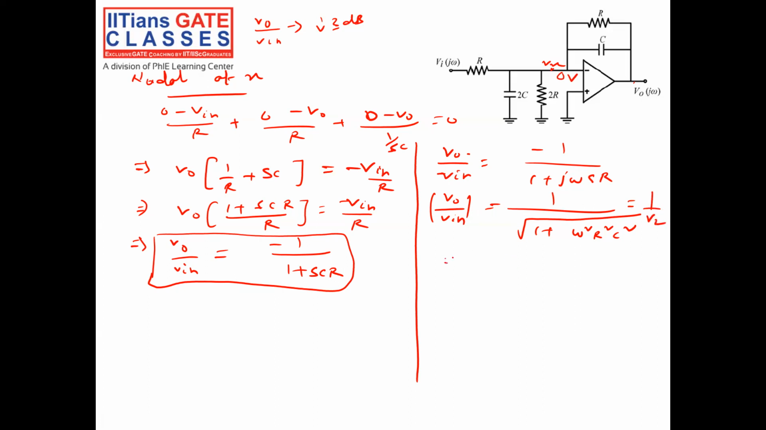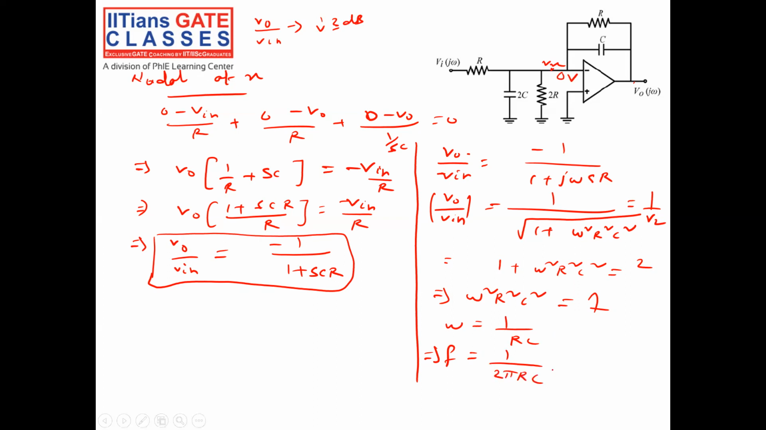So that will give me 1 by root of 1 plus omega square R square C square equal to 1 by root 2. If you do the squaring of both sides, 1 plus omega square R square C square is equal to 2. This implies omega square R square C square is equal to 1, right? So omega is equal to 1 by RC. This implies frequency is equal to 1 by 2 pi RC.